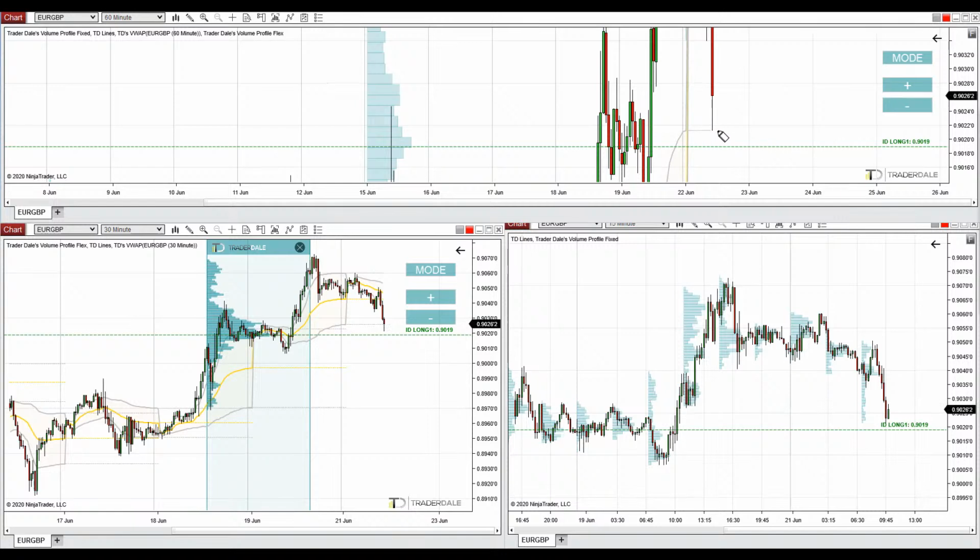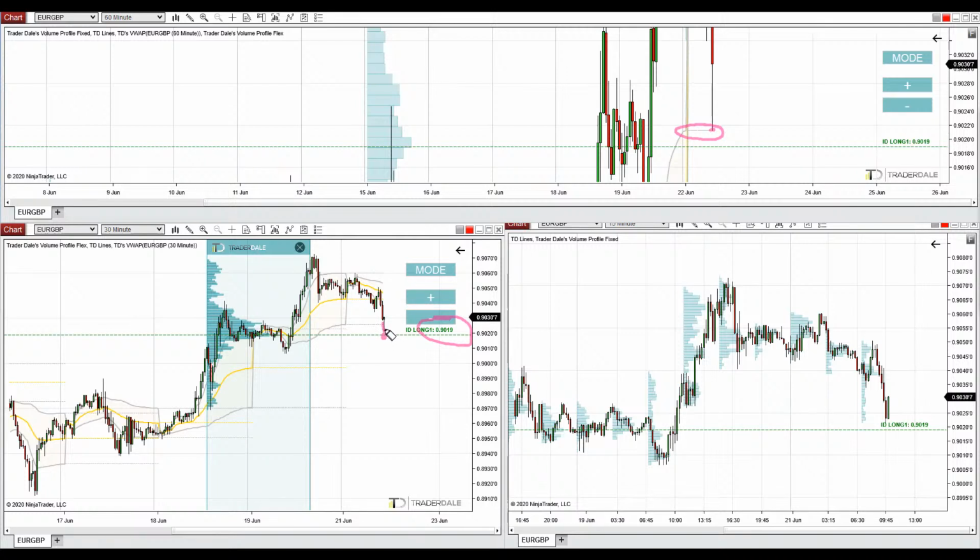Right there. As you can see, the price already touched that. Hopefully, it'll go a little bit lower to actually touch the 90.19 level. And if it does, then it will be a nice opportunity for a long trade.